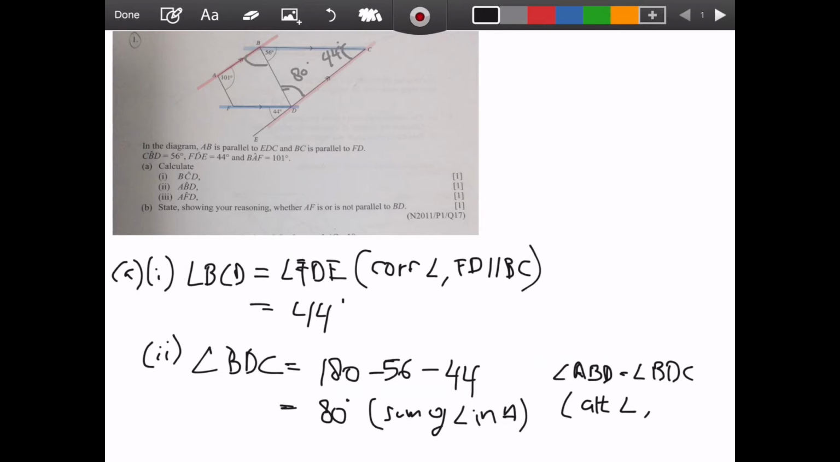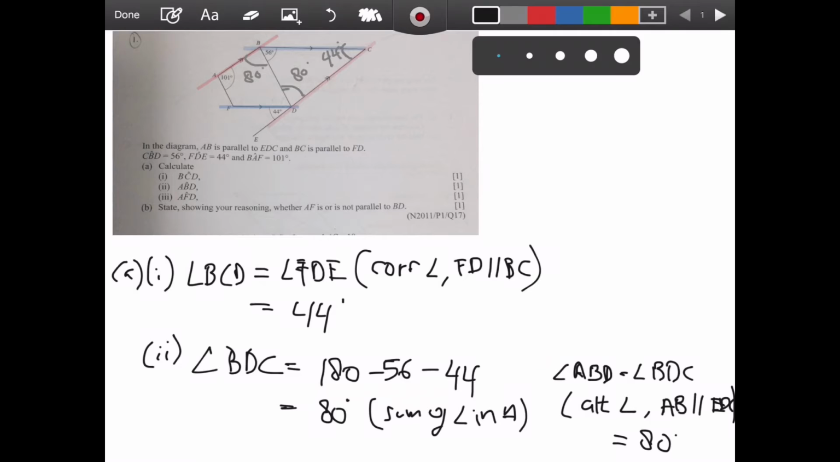Why do we call it an alternate angle? Because AB is parallel to the line EDC. And what is BDC? BDC is equal to 80 degrees. So let's put here this is 80 degrees. Now let's do part 3. Sorry, question A, part 3.